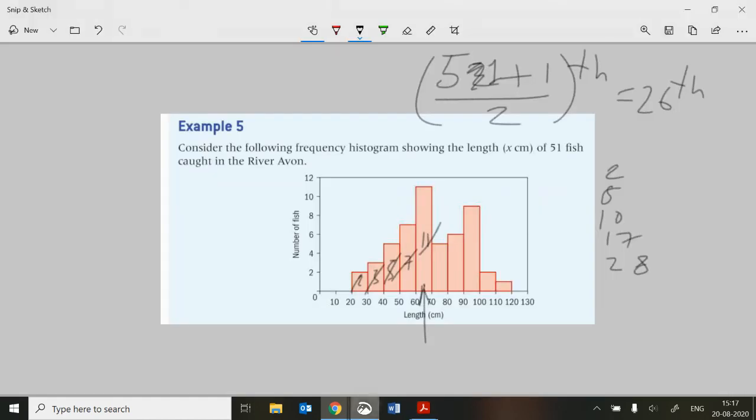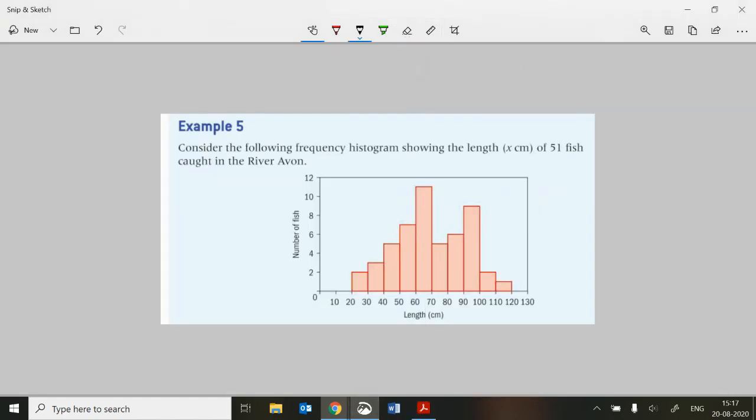Okay, next thing is state the range. So state the range. Well, the range is potentially a maximum of 120 take away 20. It's possible that there's a fish here of size 20. It's possible that there's a fish here of size 120. I think. I mean, it depends on what the table looks like.